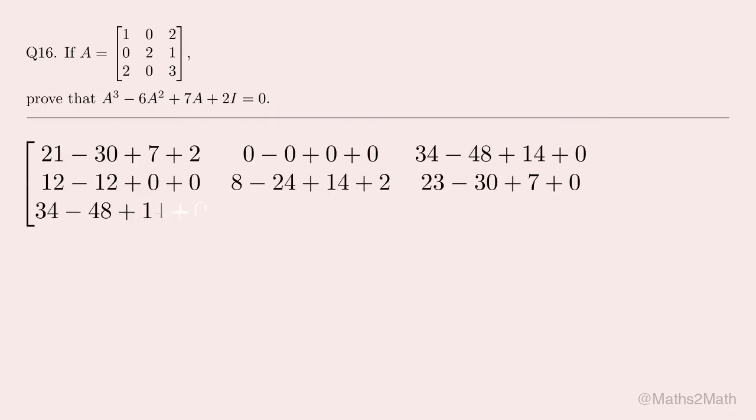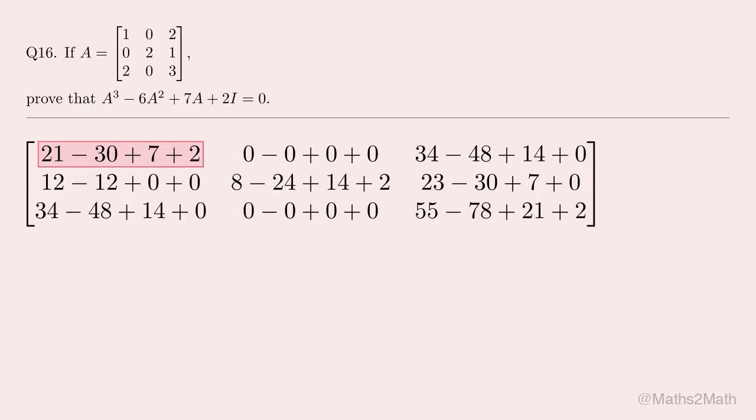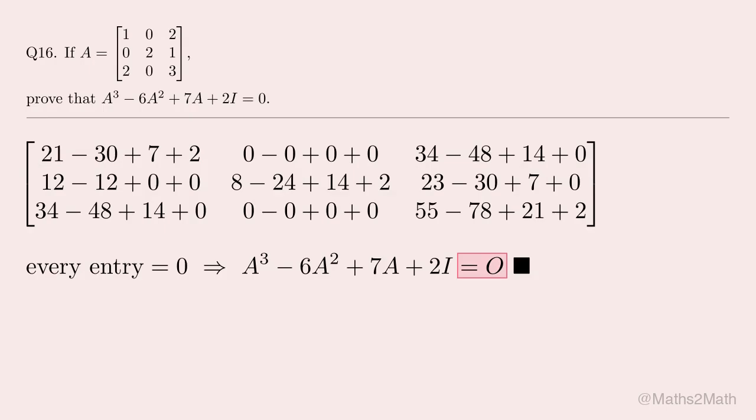Now the full combination, entry by entry, all 9 sums on screen. All 9 entries evaluate to 0, so the combination is the 0 matrix. Identity proved.